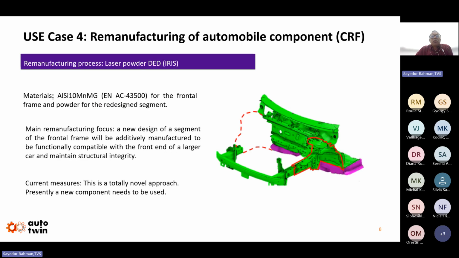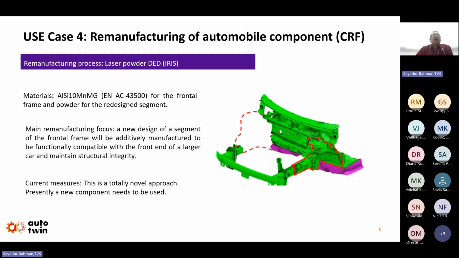In the automobile component, in the front end of the automobile component, currently there is no possibility of reusing the component. We have to replace the component with one of higher strength. So it is a completely new approach, and we want to use this as what we call a new innovative approach.